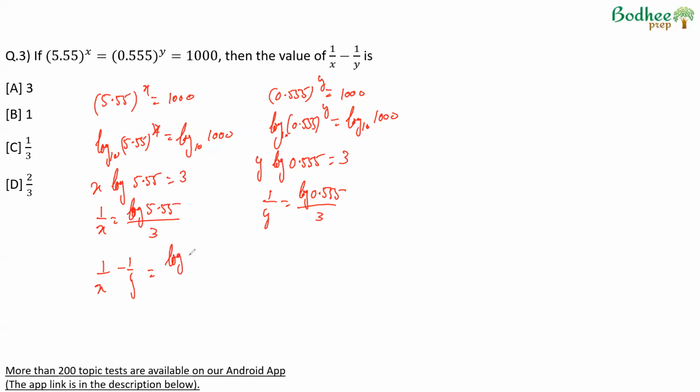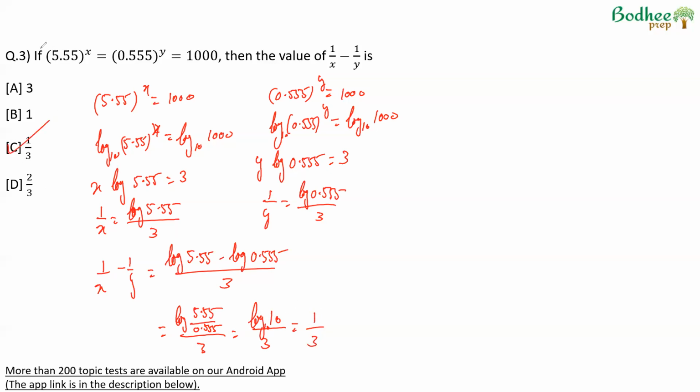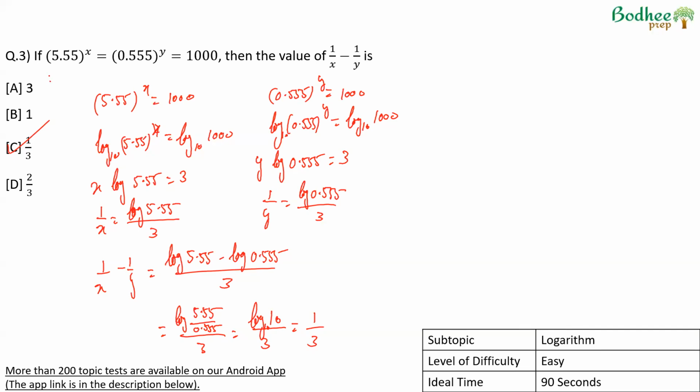Because both have denominators 3, this will be log of 5.55 minus log of 0.555 upon 3. Log of a minus log of b is nothing but log of a upon b. This comes out to log of 10 upon 3. Since the base we have taken is 10 so far, log of 10 to the base 10 will be 1, and therefore 1 by x minus 1 by y becomes 1 by 3, option C. 1 by 3 is the answer. Easy question. Just take the log and from there put the values. Should not take more than a minute and a half to solve.